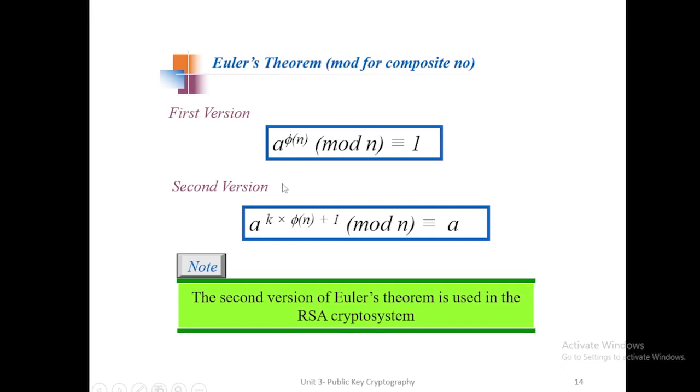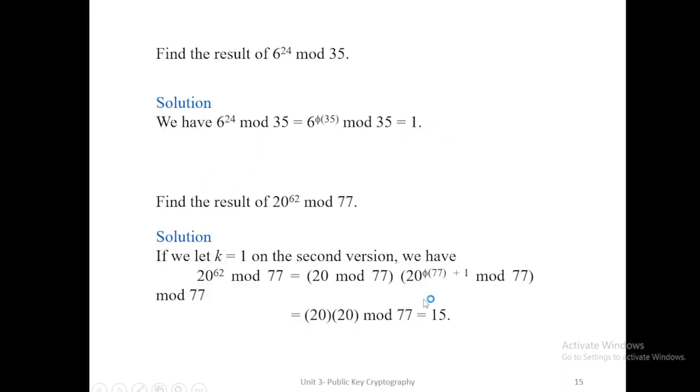And the second version is a power k into phi of n plus 1 mod n is equivalent to a. So this Euler's theorem is applicable for the calculation of the RSA crypto system. Because in an RSA crypto system, we should take two numbers. Those two numbers should be multiplied, so a composite possibility is available. For the composite possibility calculations, we should apply this Euler's theorem. Let us take an example for proving it.